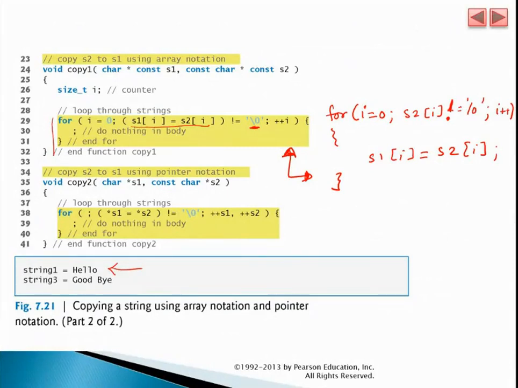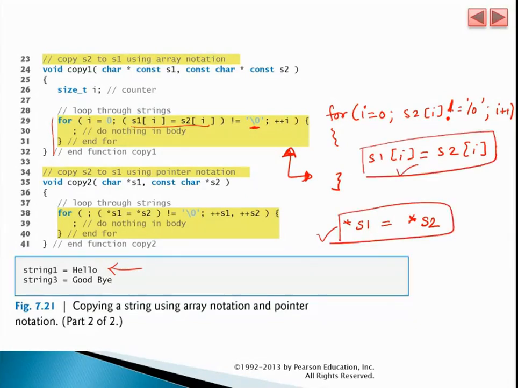This is through subscript notation. Another way is through pointer notation. What you can do is this: you can say the value stored at s1 will become equal to the value stored at s2. So this is also allowed. Both of these two things are equivalent. One is related with arrays, the other is through pointers.